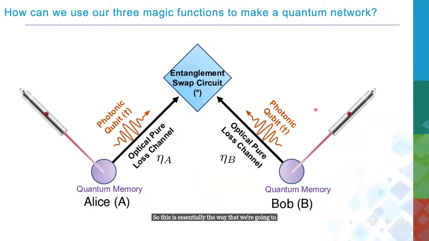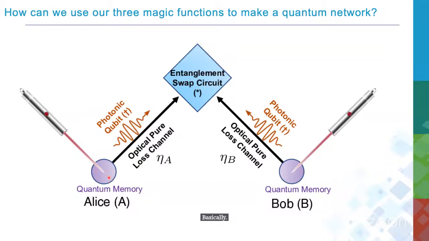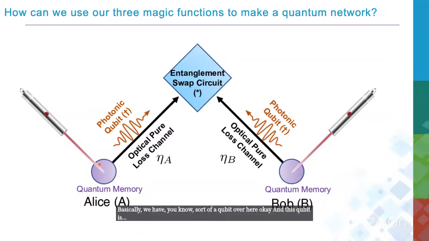This is the basic operation that we're going to be able to use to make our quantum network. Basically we have a qubit over here, and, well, I shouldn't call this a qubit. It's actually two qubits. We'll call that the quantum memory. So this is a defect in our diamond.